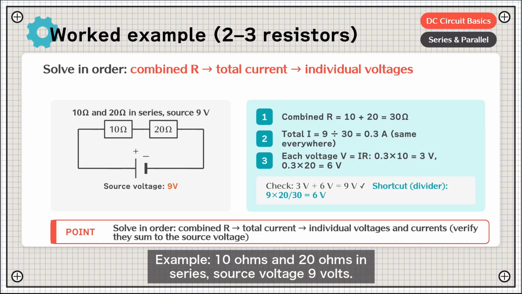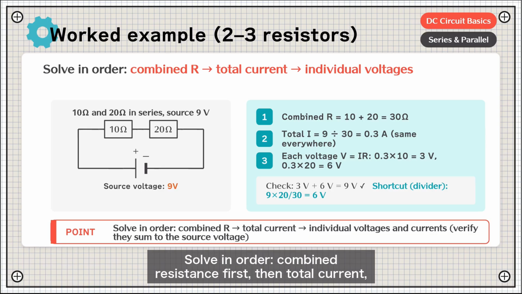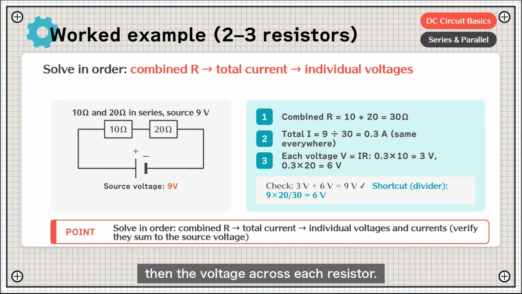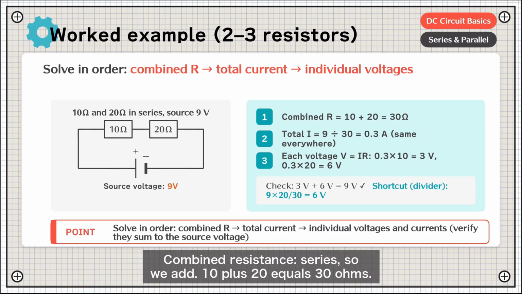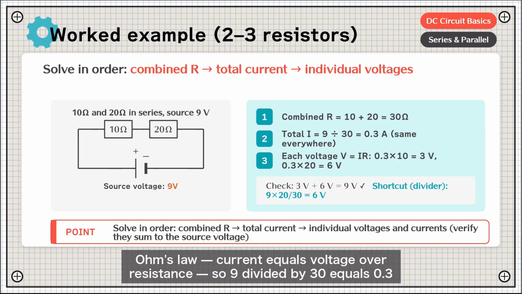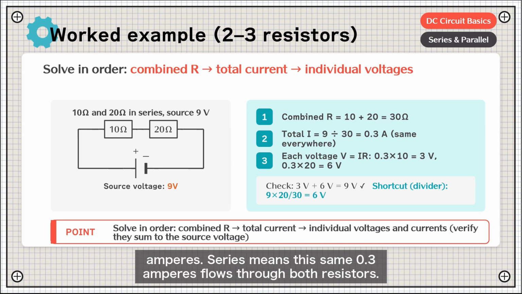Example: 10 ohms and 20 ohms in series. Source voltage 9 volts. Solve in order: combined resistance first, then total current, then the voltage across each resistor. Combined resistance: series, so we add 10 plus 20 equals 30 ohms. Total current, Ohm's law: current equals voltage over resistance, so 9 divided by 30 equals 0.3 amperes.